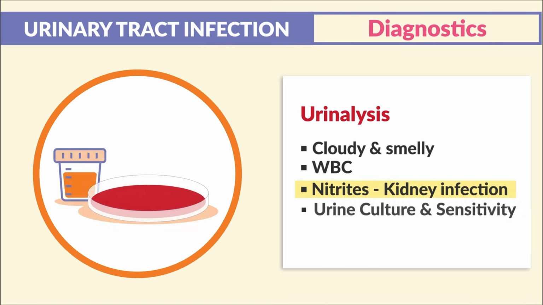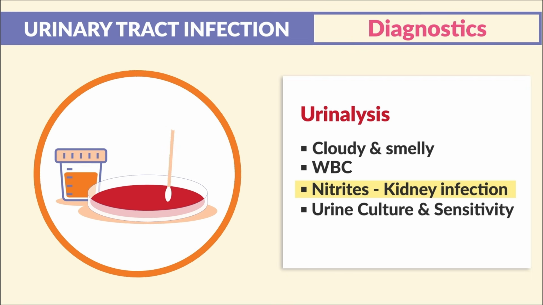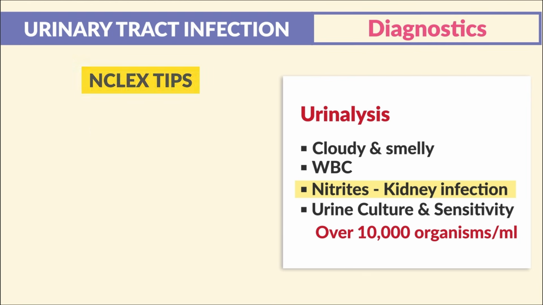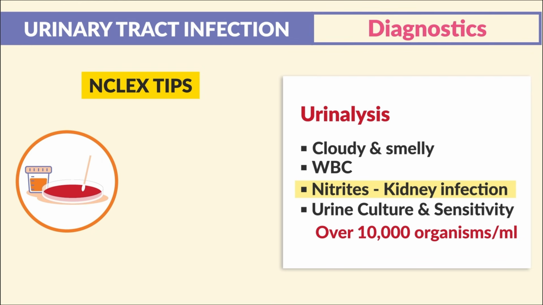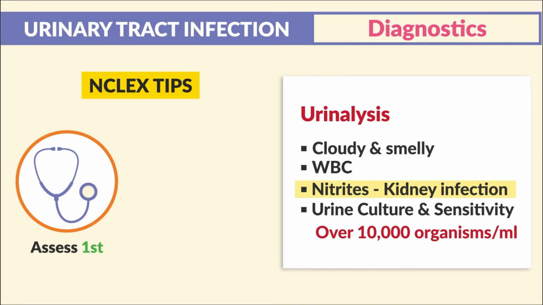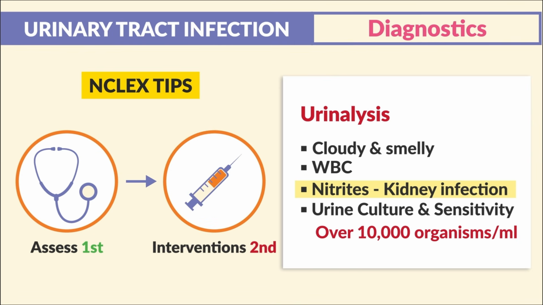And last, a urine culture and sensitivity test can be ordered. So over 10,000 organisms per ml indicates a UTI. Anything less for a culture is typically normal. So big NCLEX tip here. Cultures are always taken first, and then we give antibiotics after. So remember, on the NCLEX, we assess first, and then do interventions second.